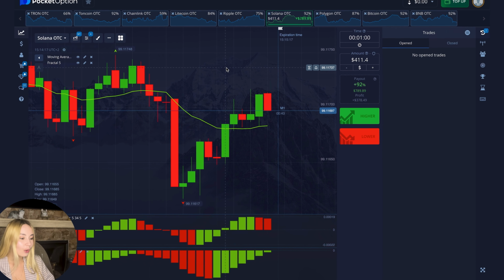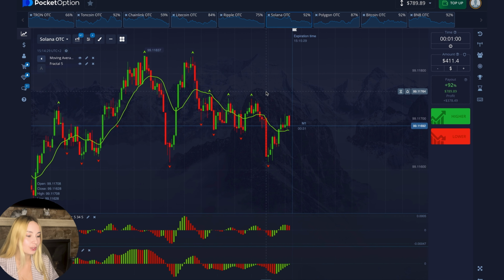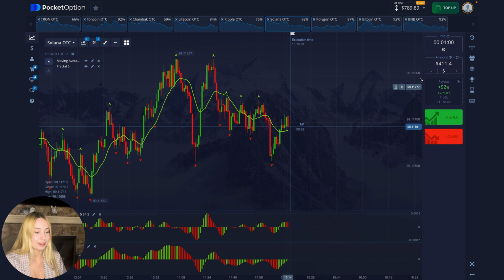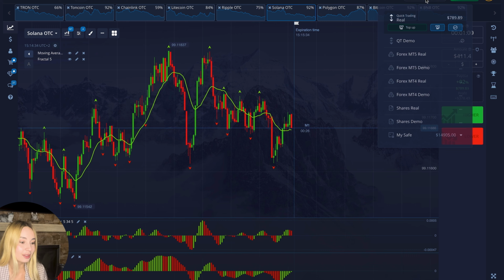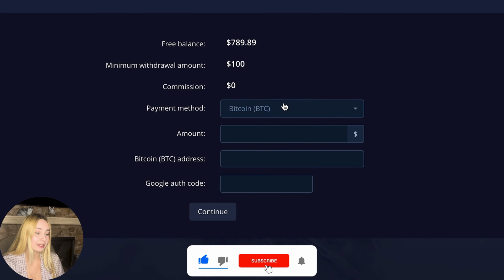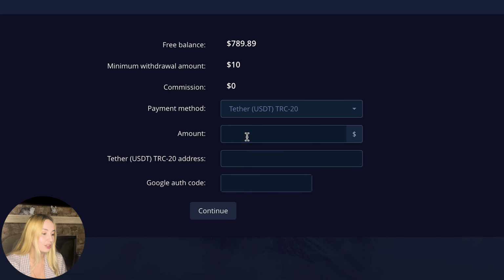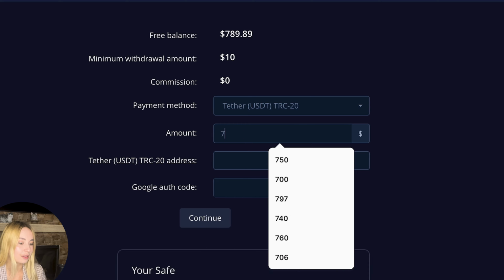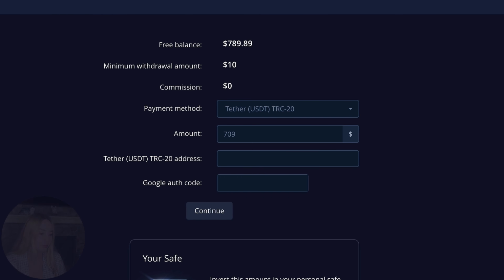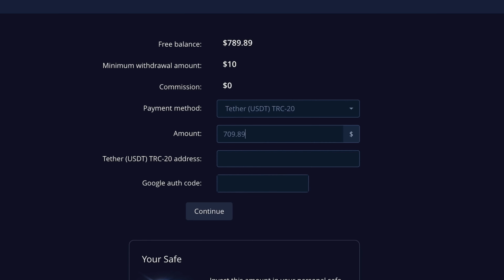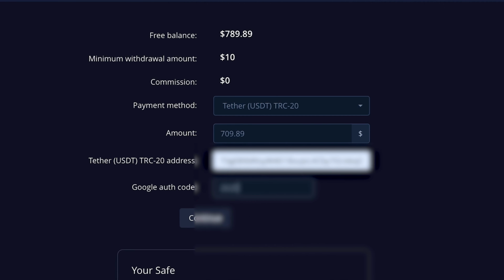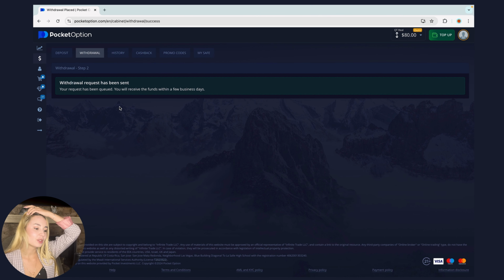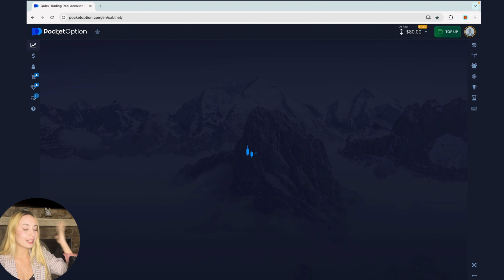And this one also closes in profit. What a beautiful result. The timing and entry level were just perfect. Everything aligned for a clean trade. Amazing results, guys. So let's wrap up today's trading session. Today's total profit came out to just under $710. And the withdrawal request has been submitted successfully.